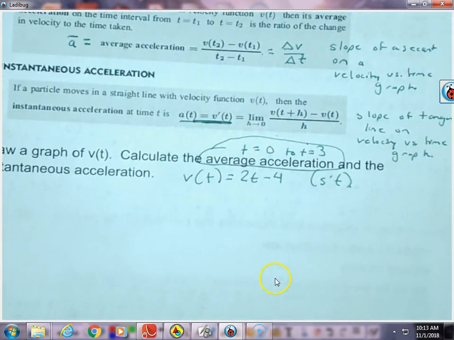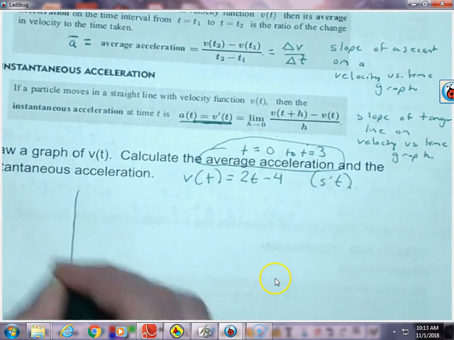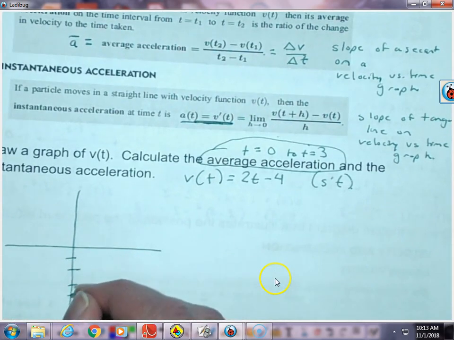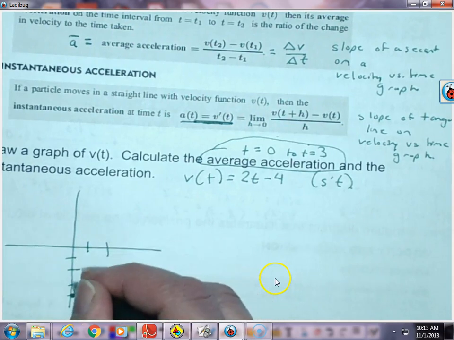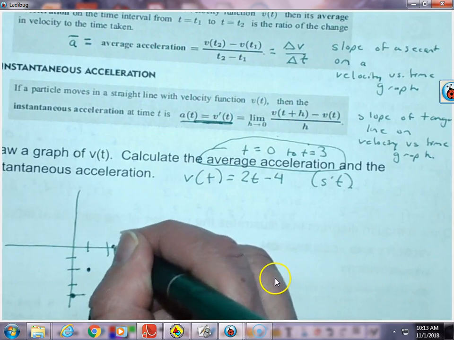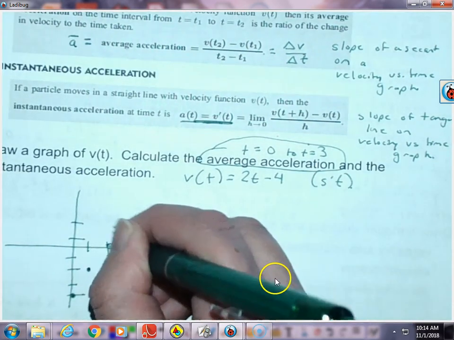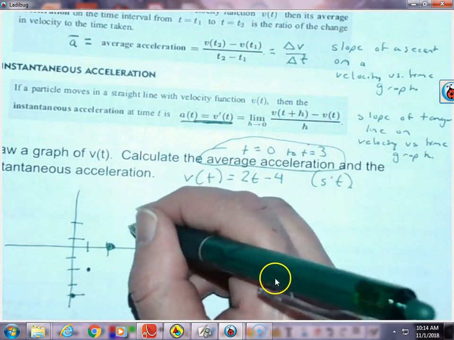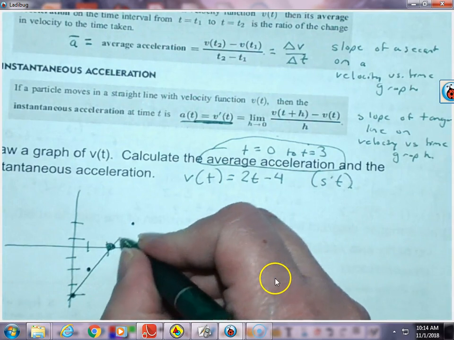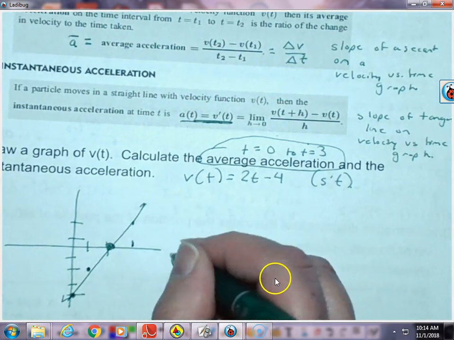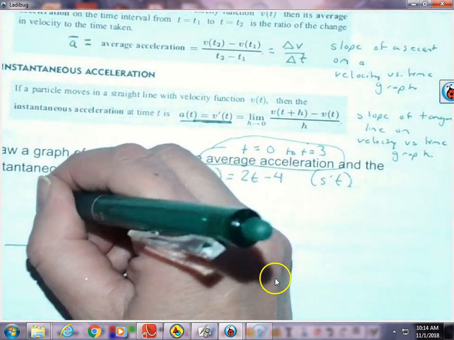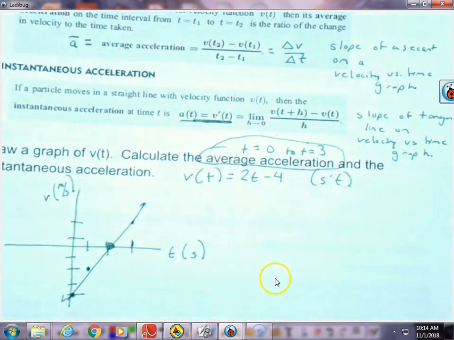Okay, so we're going to graph v of t, and that's just linear. It has a y-intercept of what? And a slope of, okay, so I'm going to go up 2 over 1, up 2 over 1, up 2, make the dot bigger, up 2 over 1. That ought to be pretty good. If I graph my axes, this is time in seconds, and this is velocity in meters per second.